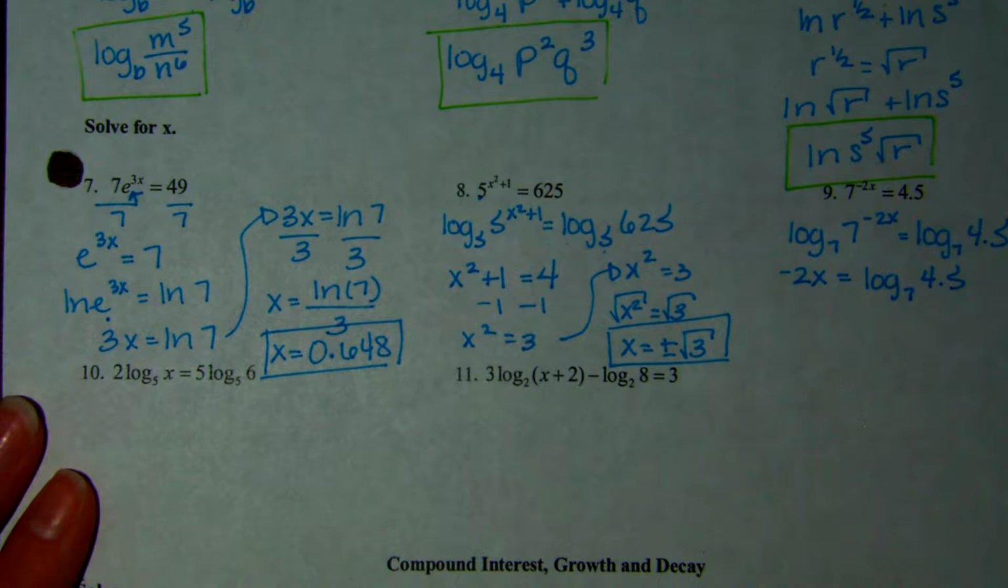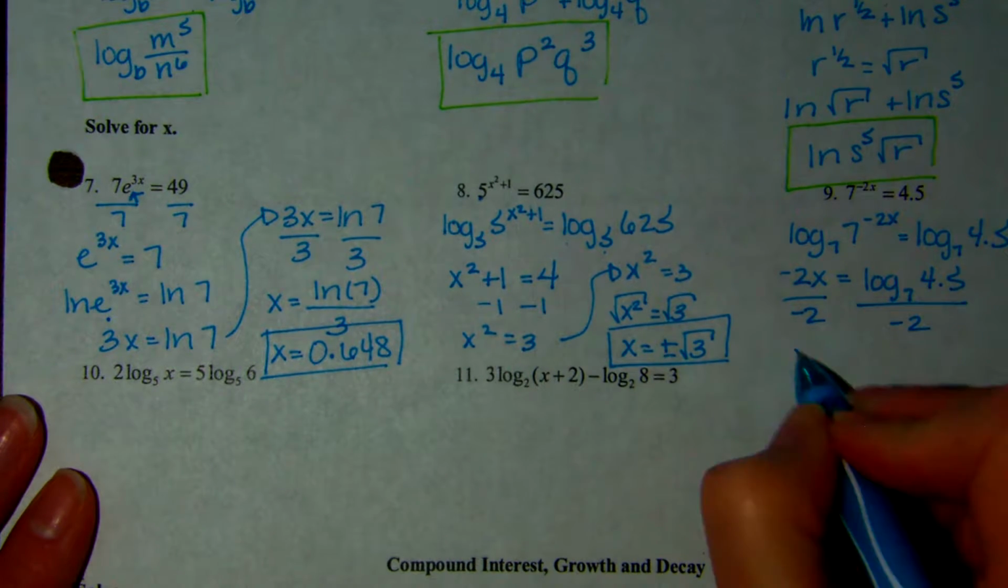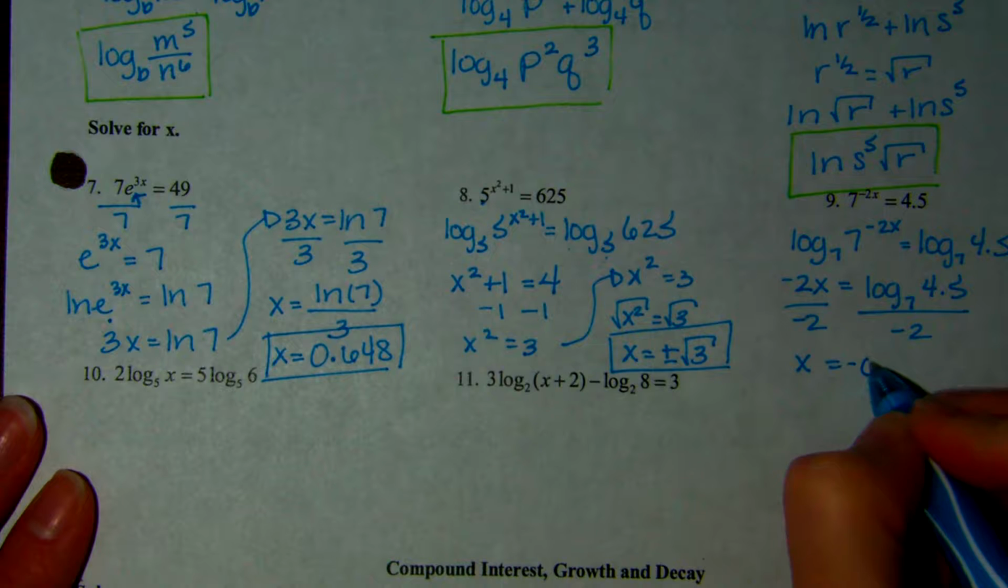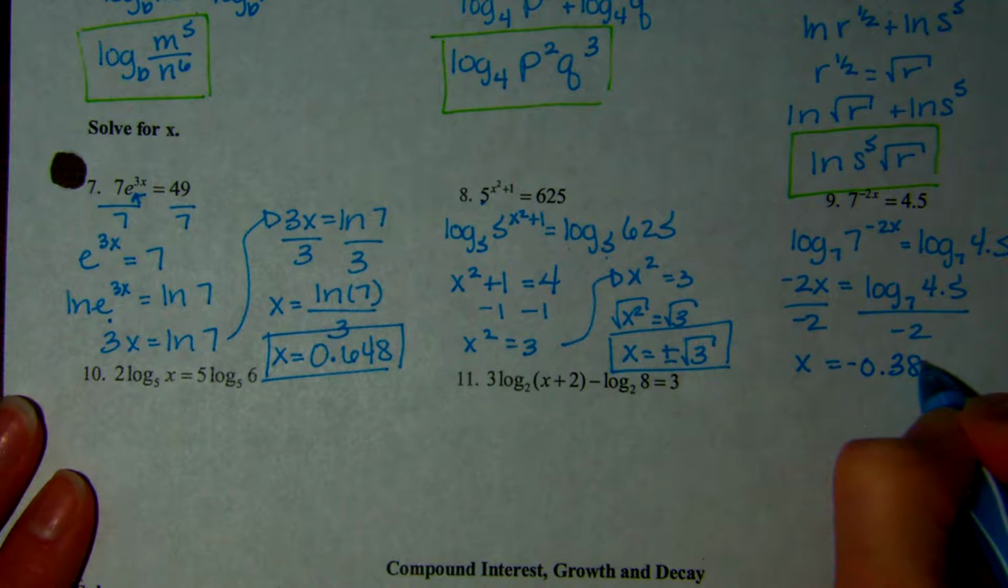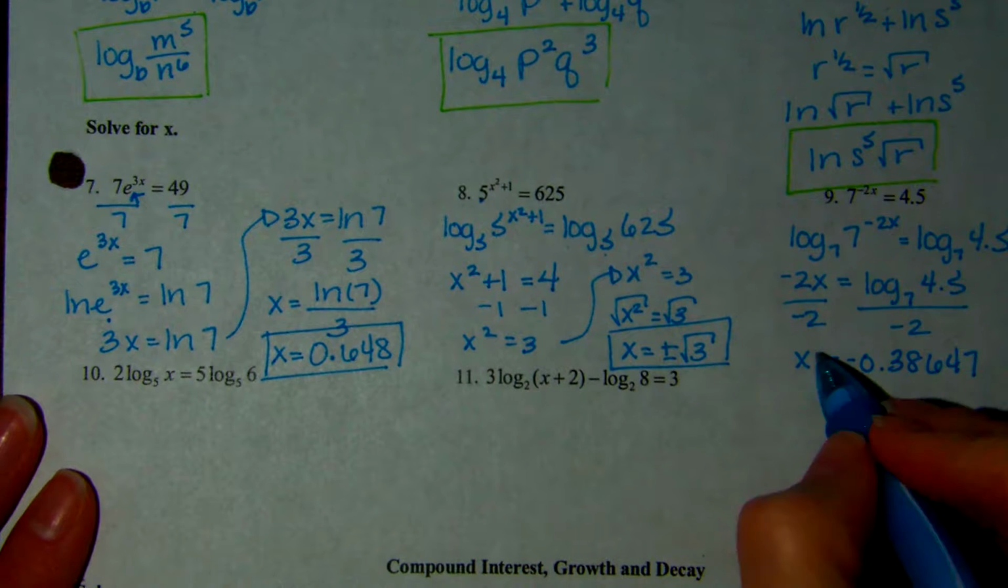And then you just solve for x, so I divide both sides by negative 2. I get x is equal to negative 0.38647. That's your x value.